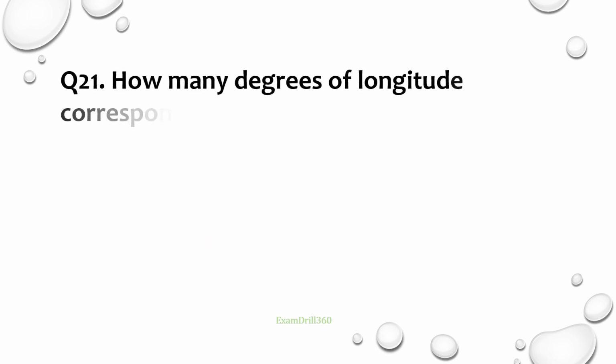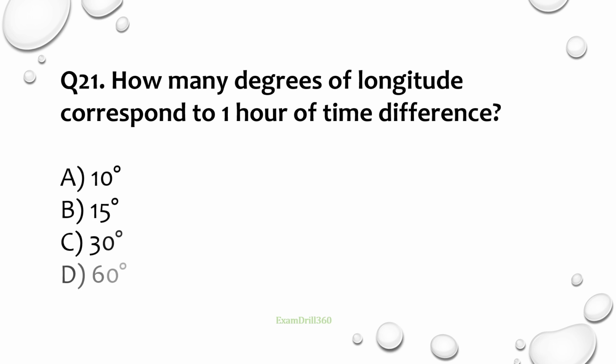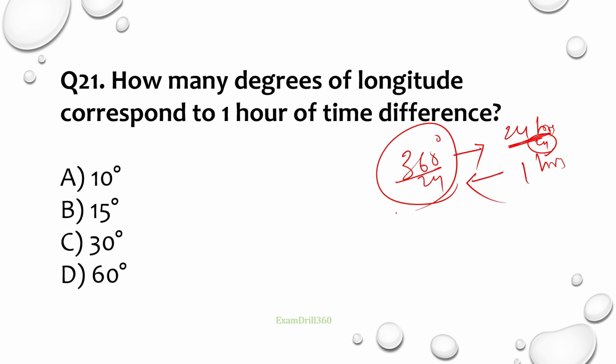Question number 21. How many degrees of longitude correspond to 1 hour of time difference? This is also the same. The Earth takes how much time to rotate 360 degrees? 24 hours. So it is asking for 1 hour of time. How many degrees? So the hours got divided by 24, so let's divide 24 in the degrees as well. 360 degrees divided by 24 will be 15 degrees. Correct.